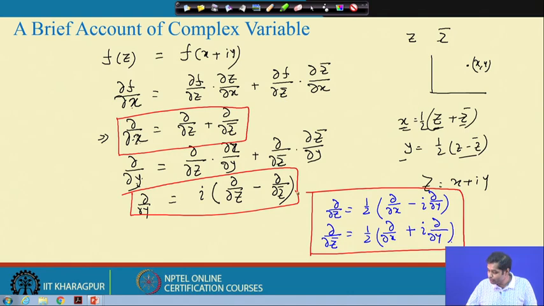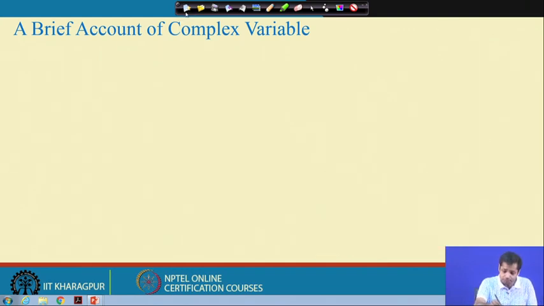Okay, so once we have this, the relation between del and z bar, now let us see what is the derivative of any function. So what we have done so far is, we know what is z bar, the complex variable, we know what are complex functions, what is the conjugate of complex functions, and we also know the relation between the differential operator with respect to z bar and the operators with respect to x and y. Now let us find out what is the derivative of any function in the complex plane.